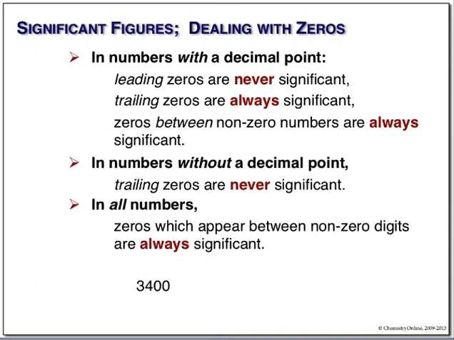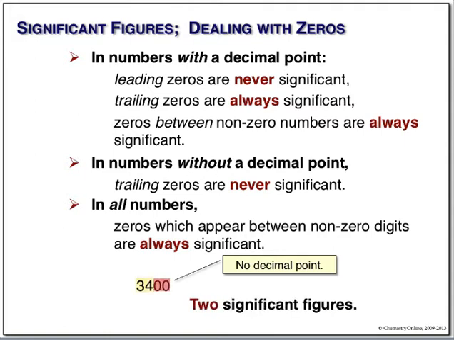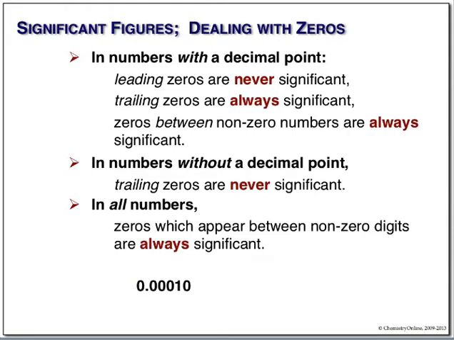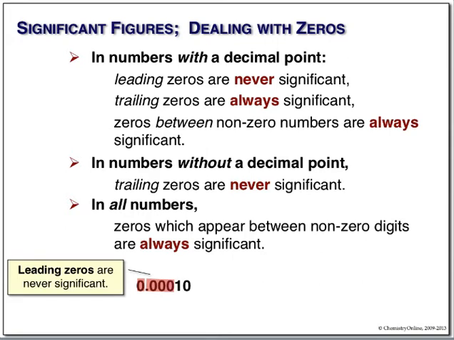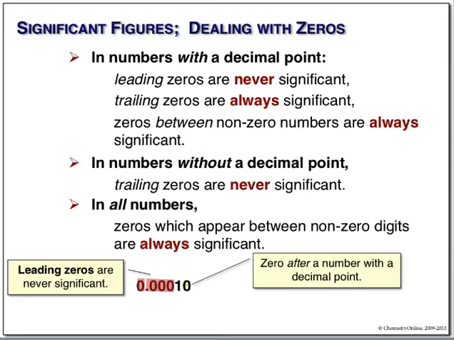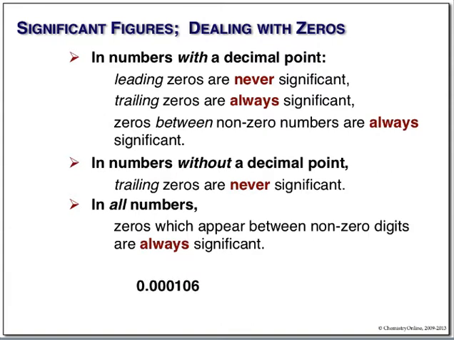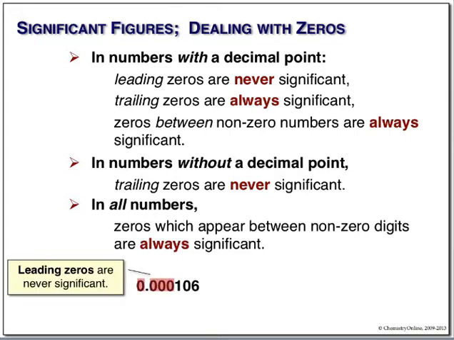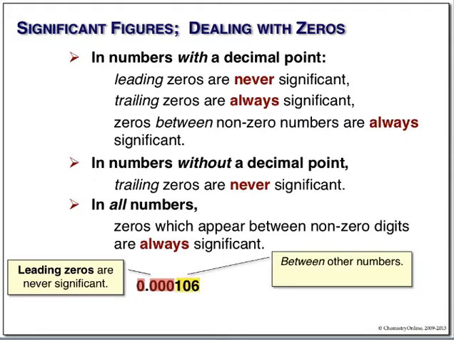Let's look at an example. If we have 3,400, first thing we say is there is no decimal point. Therefore, our trailing zeros are not significant, and we're left with two significant digits. Here we have a number with a decimal point. Our leading zeros are not going to be significant. Our trailing zero, however, is, and again we have two significant figures. We have a decimal point. Our leading zeros are not significant. The zero between non-zero digits is significant, giving us three significant figures.